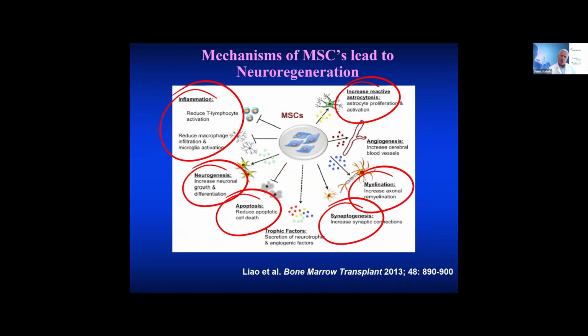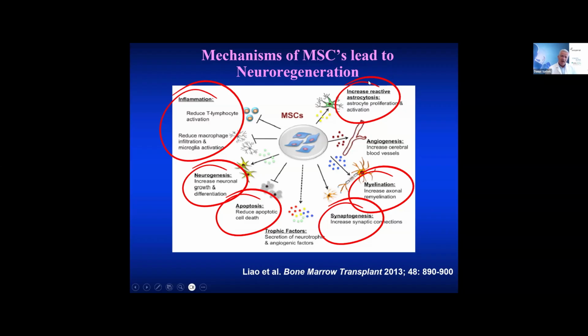Then we made a step further and realized that it's not only cell engraftment and eventually cell differentiation and replacement of damaged neural cells, but it's also the communication between the transplanted mesenchymal stem cells and the residing neurogenic cells. And this is a good summary of how mesenchymal stem cells can influence the surrounding cells in the brain and also foster neuroregeneration.